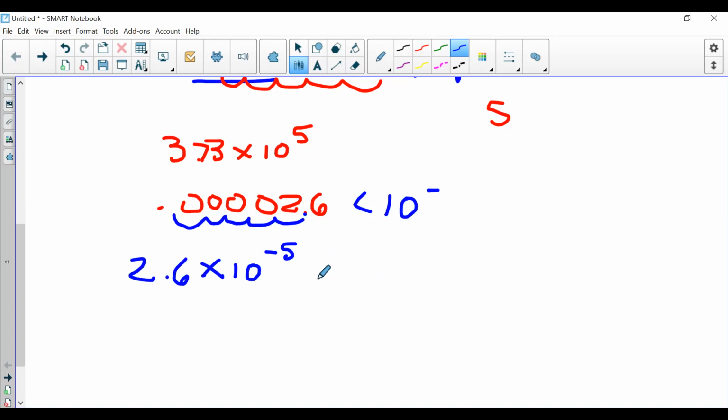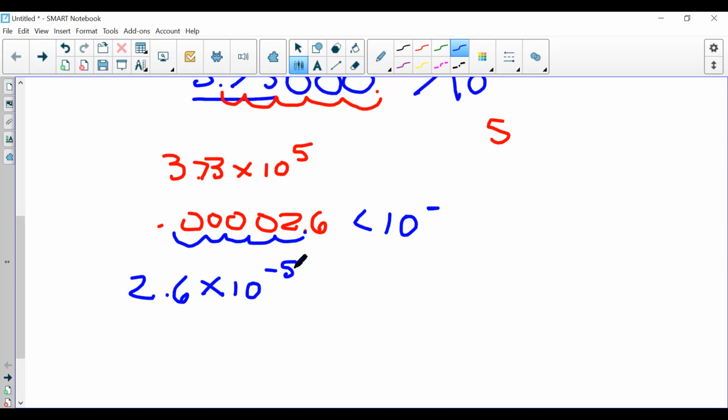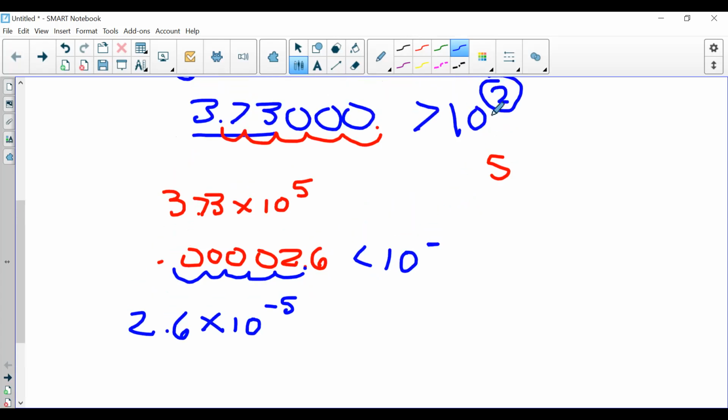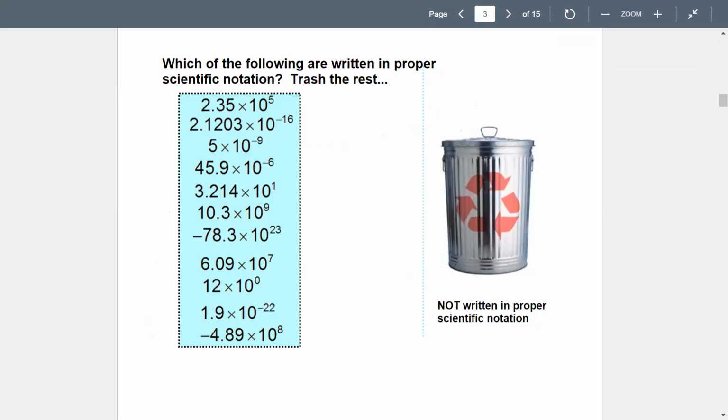And this is your 4-step process. Identify the coefficient, determine whether the original number is less than or greater than 10, count the number of jumps and identify your exponent, and then put it all together. The step where you identify whether it's greater or less than 10 is where you determine whether it's a positive exponent or a negative exponent. So we're going to switch back to our PowerPoint. Those are your 4 steps.